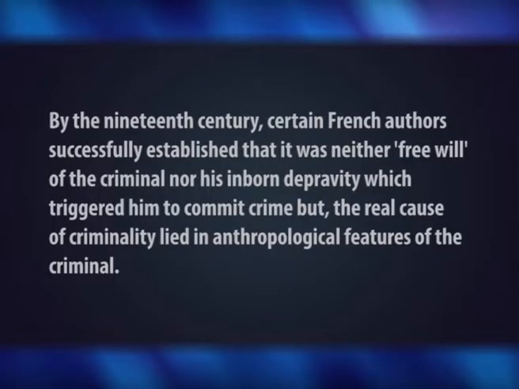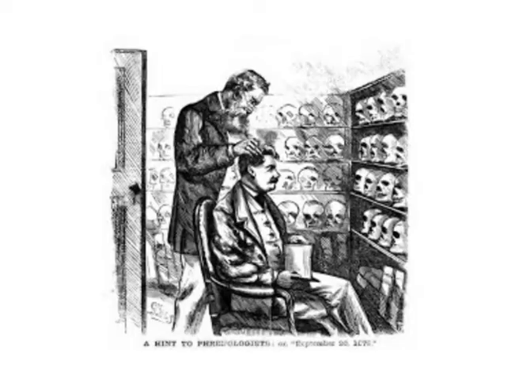By the 19th century, certain French authors successfully established that it was neither the free will of the criminal nor his inborn depravity which triggered him to commit crime, but that the real cause of criminality lay in the anthropological features of the criminal. Some phrenologists tried demonstrating the functioning of the brain and established a correlation between the structure and functioning of the brain and criminality. This gave birth to the Positivist school of criminology.